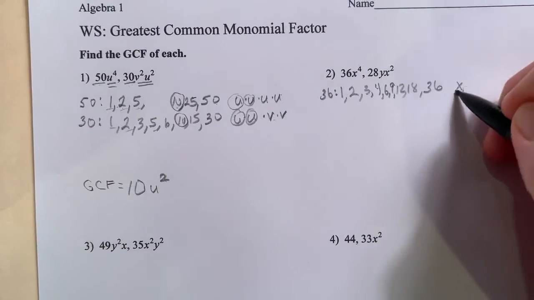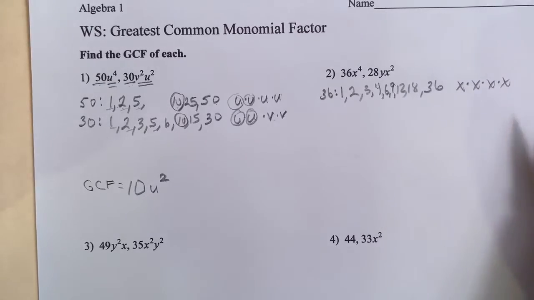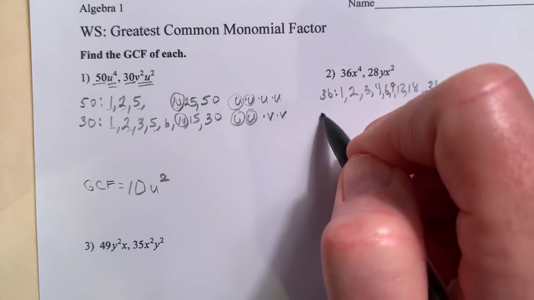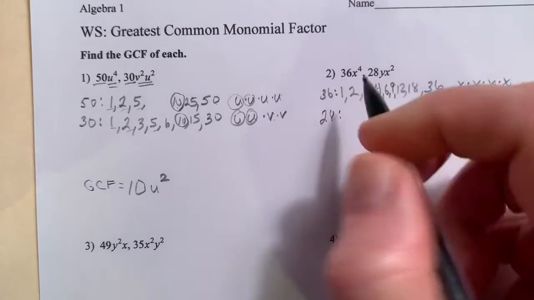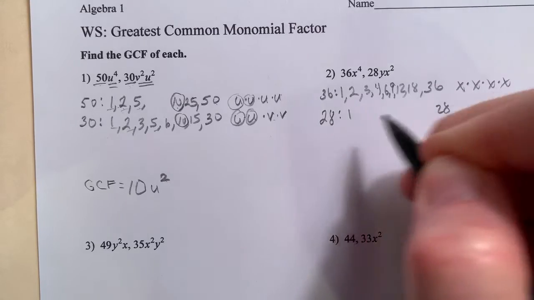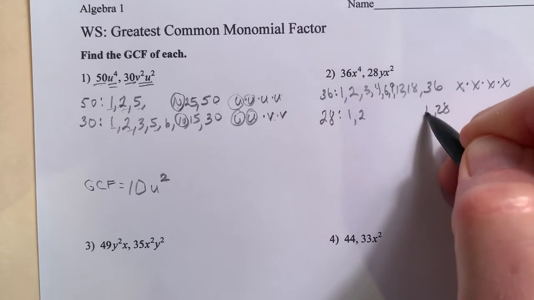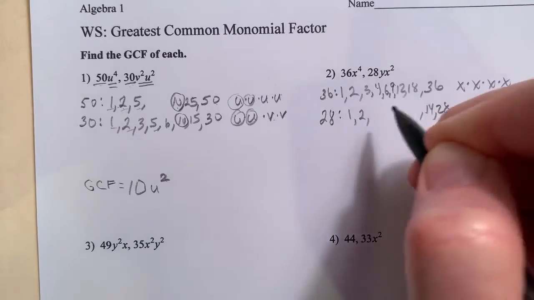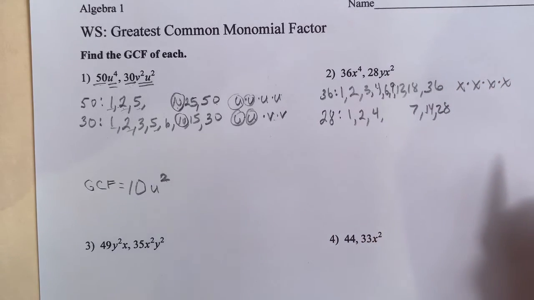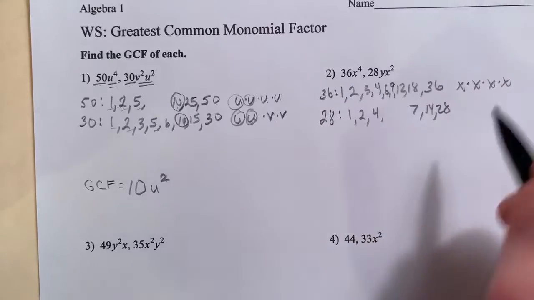And then I have x times x times x times x. Okay. For that one, now 28. I'm going to have 1 and 28, 2 and 14. 3 is not a factor. 4 is a factor, 4 and 7. And 5 is not. 6 is not. Now I'm up to 7, so I know I'm done.